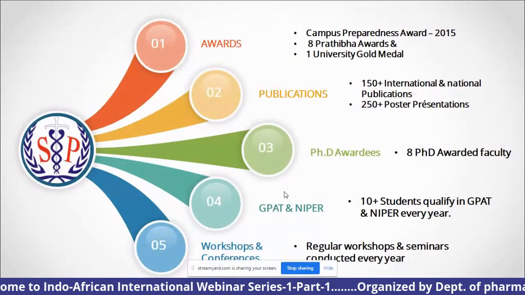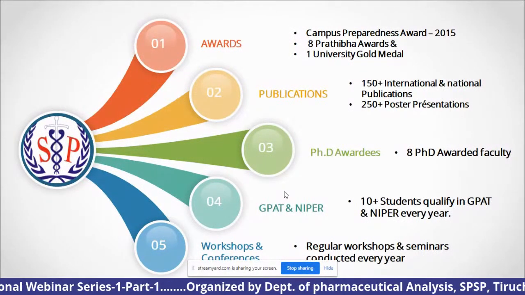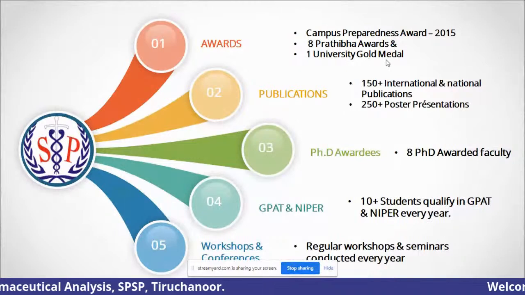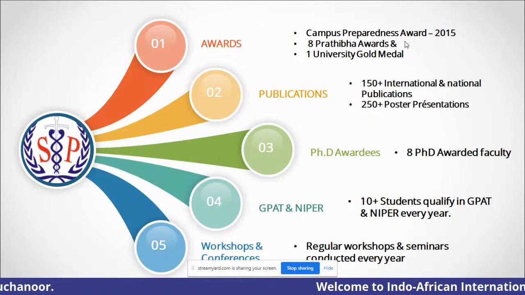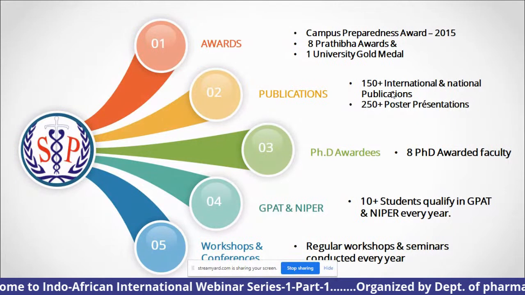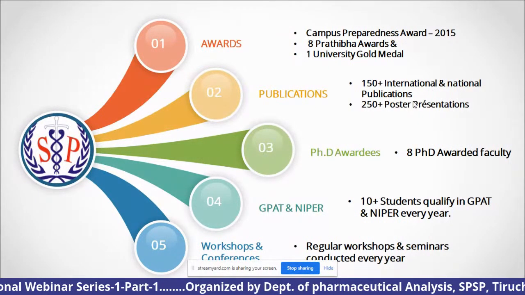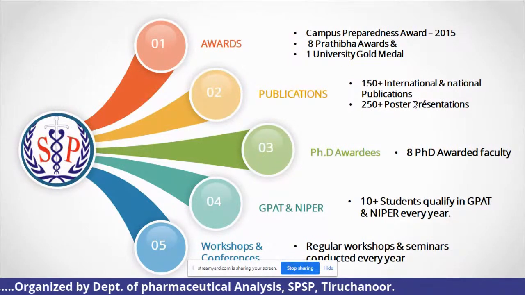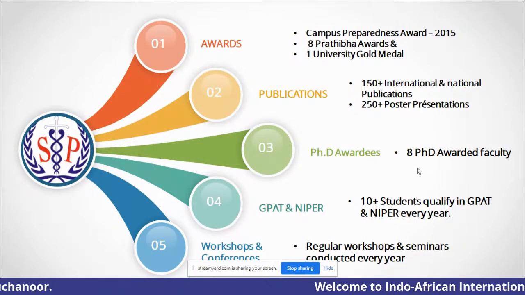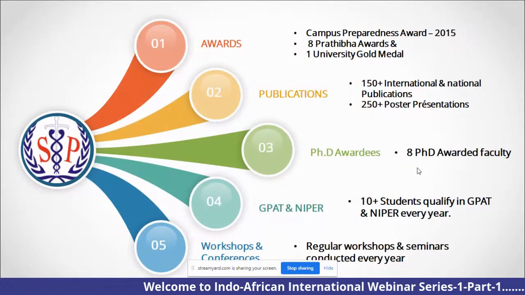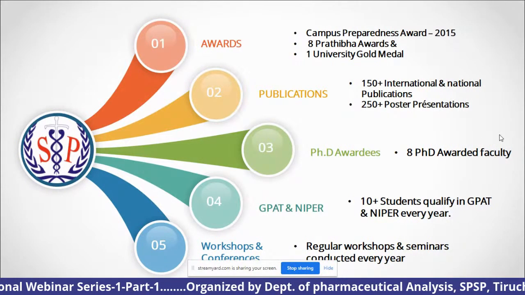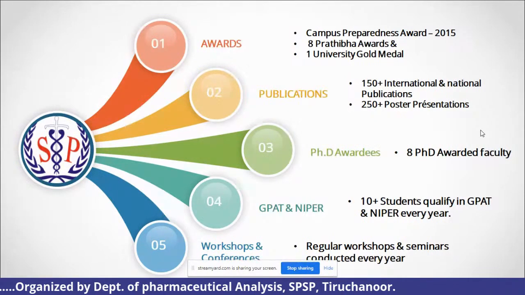The success of the institute over the past 23 years is reflected in its various awards and achievements. Awards like the Pratibha Awards, the University Gold Medal, and the Campus Preparedness Award were received by the institute in the year 2015. We are proud to say that we have more than 150 papers published at international and national levels, and our students and faculty have participated in various conferences by presenting oral and poster presentations. In the institute, we have 8 PhD-awarded faculty, and our students qualify every year in competitive exams like GPAT and NIPER. 10 plus students qualify every year in GPAT and NIPER, and the college actively conducts workshops and conferences every year.